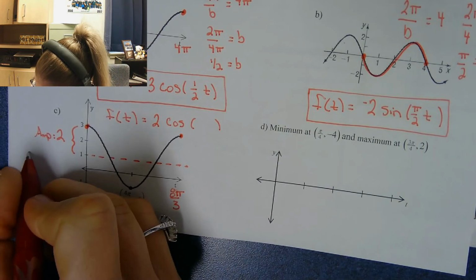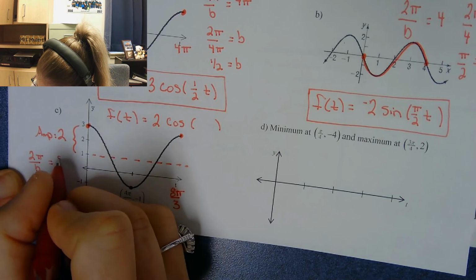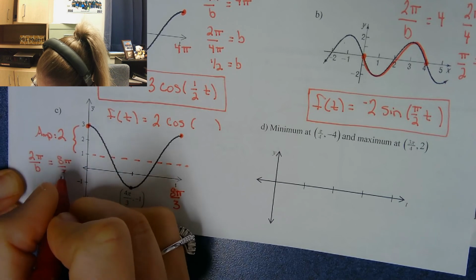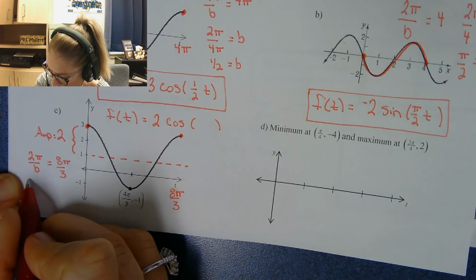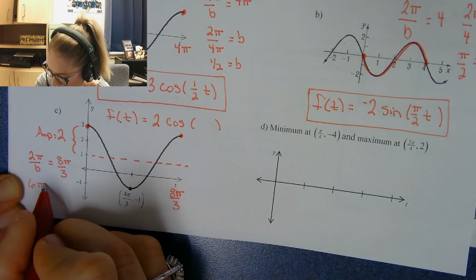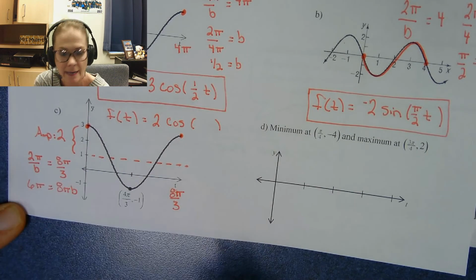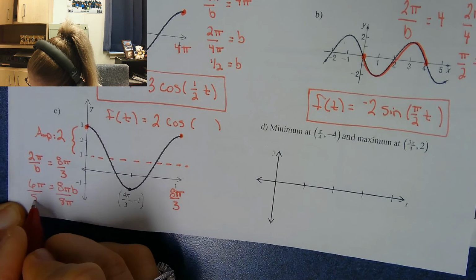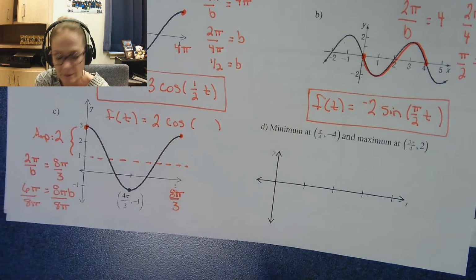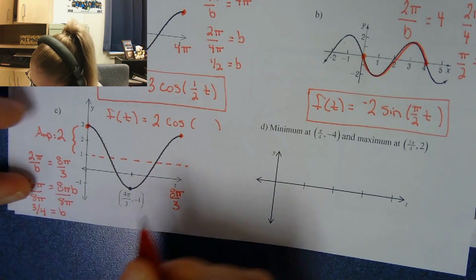So we know that 2 pi over b had to be 8 pi over 3. And so this one I would just do my cross multiplication. 6 pi equals 8 pi times b, and divide by 8 pi. All right, that's 3 over 4. So my b value here is 3 over 4.